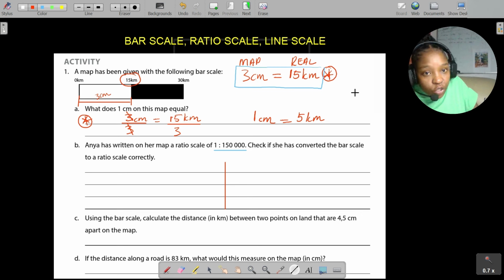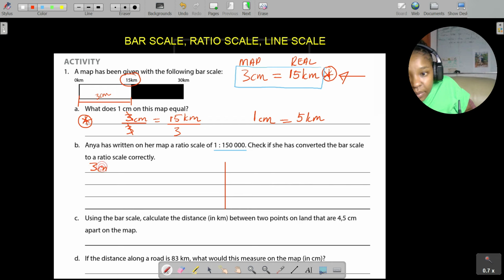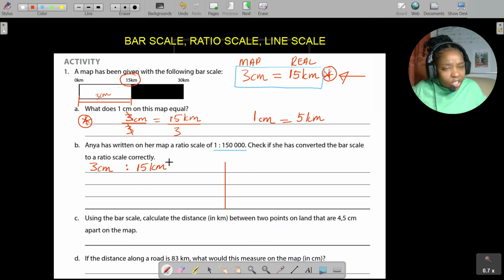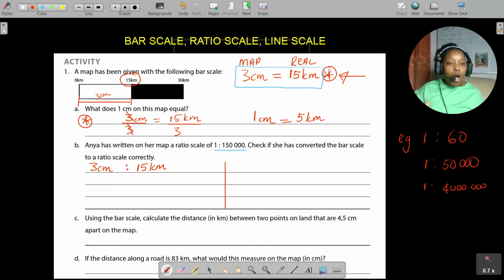The first way, we can just use this original equation, okay? And we want to convert that into a ratio scale. What do we need to do? It's going to be 3 centimeters is to 15 kilometers. Now remember, if we want to convert a bar scale into a ratio scale, how do ratio scales look? They look like this: 1 is to something, 1 is to 50,000, 1 is to 4 million. These are just examples of ratio scales.